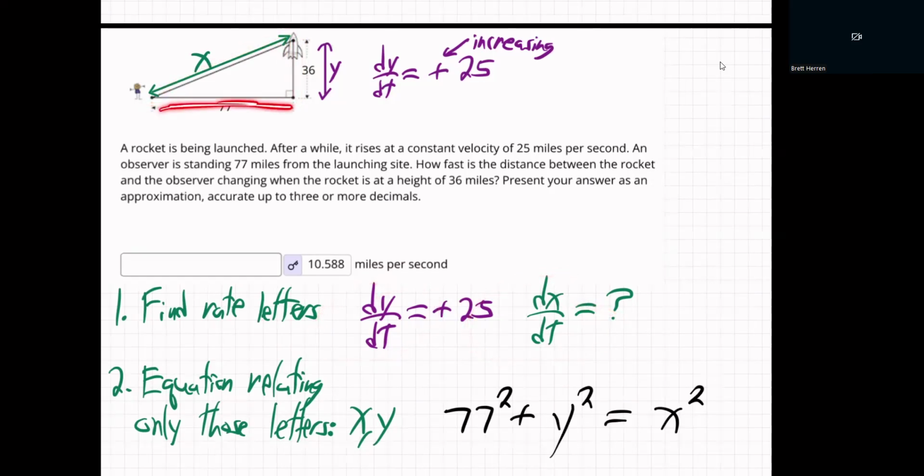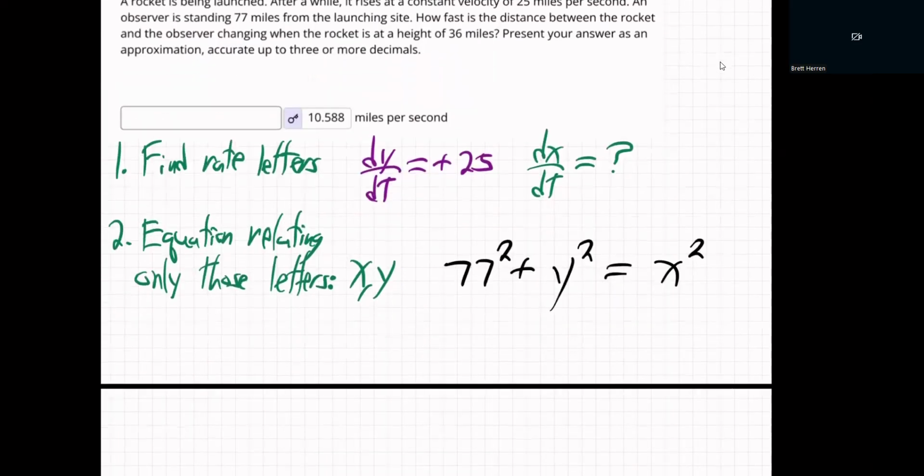And the 77, by the way, is not changing, right? This person is standing 77 miles from the point where the rocket launched on the ground. That's not changing. He's just standing there. All right, and then step 3. Once you got that, you take d/dt of both sides.